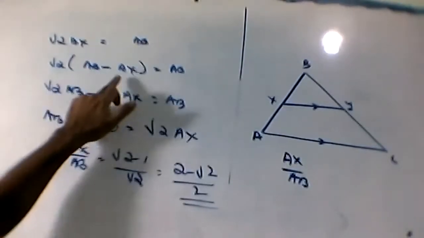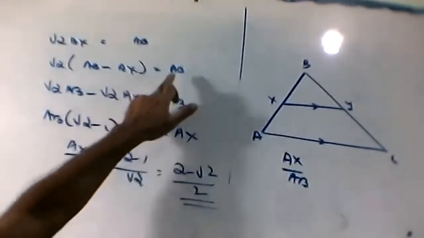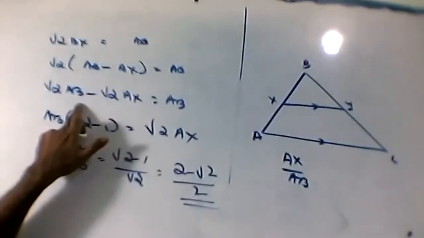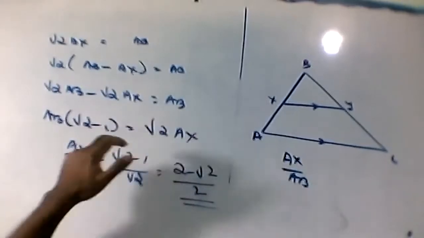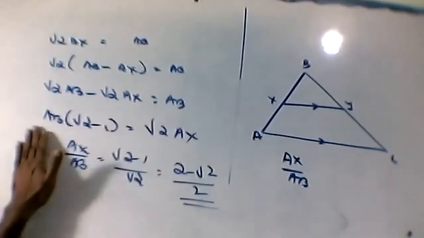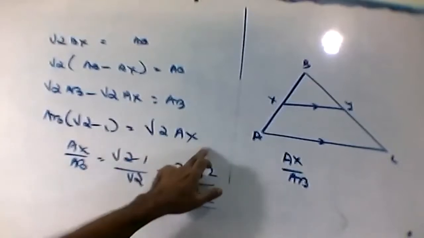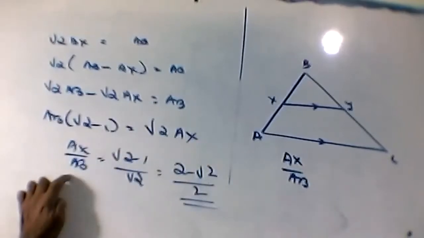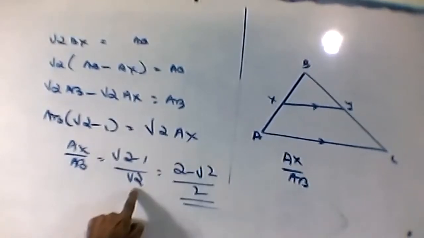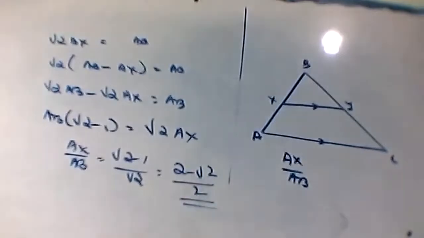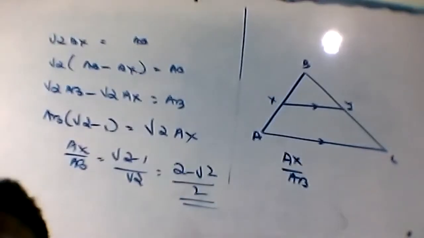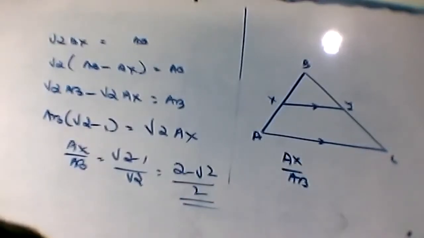Root 2 into AB minus AX equal to AB. Root 2 AB minus root 2 AX equal to AB. Take AB to one side: AB into root 2 minus 1 equal to root 2 AX. AX by AB equal to root 2 minus 1 by root 2. Rationalizing, 2 minus root 2 by 2. I hope it is clear now, only for those who attended fully. Okay.